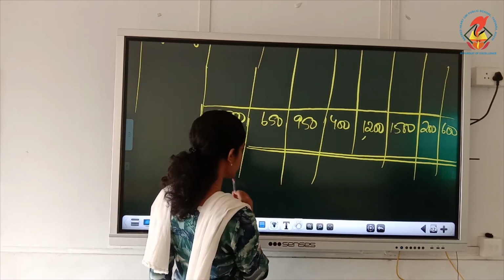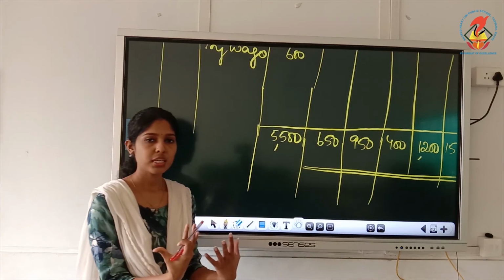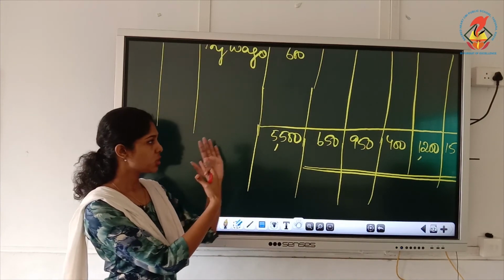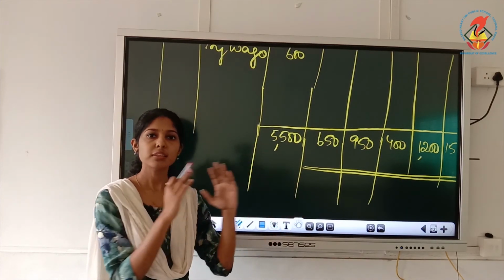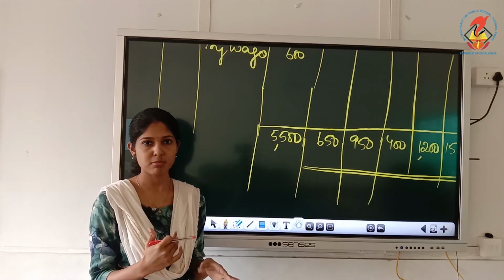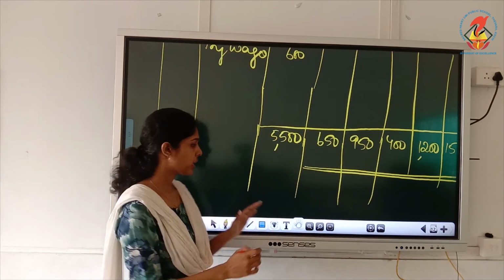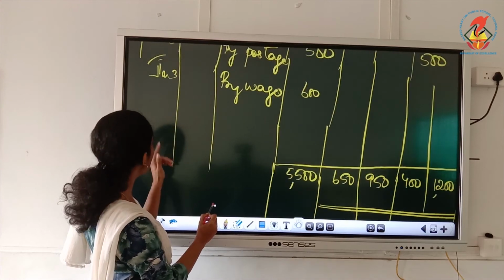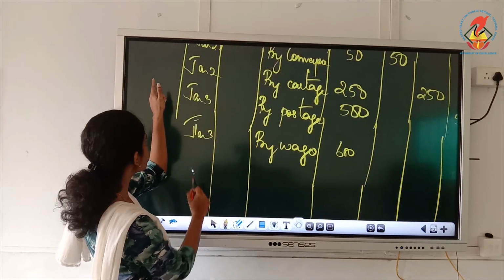Next, what will you do usually? You will find the debit side total and compare it with the credit side total. That is how you find the balancing figure. Same like that, you find the total on the debit side now. The debit side means the receipt side.